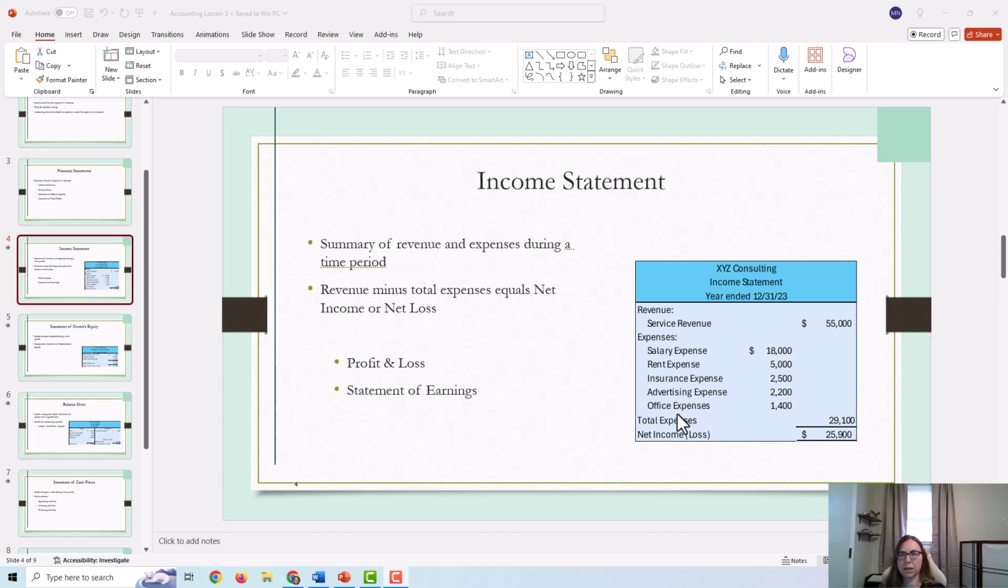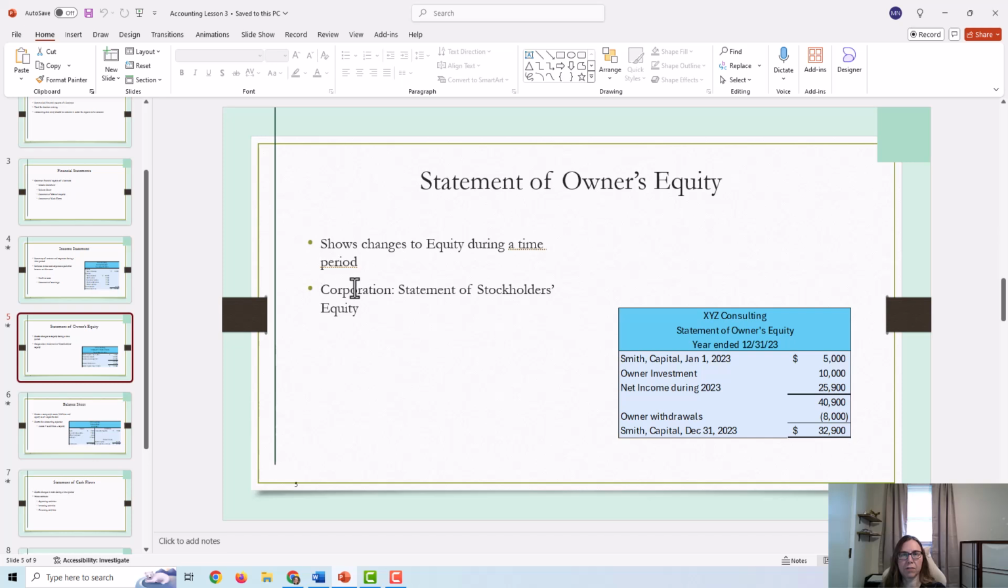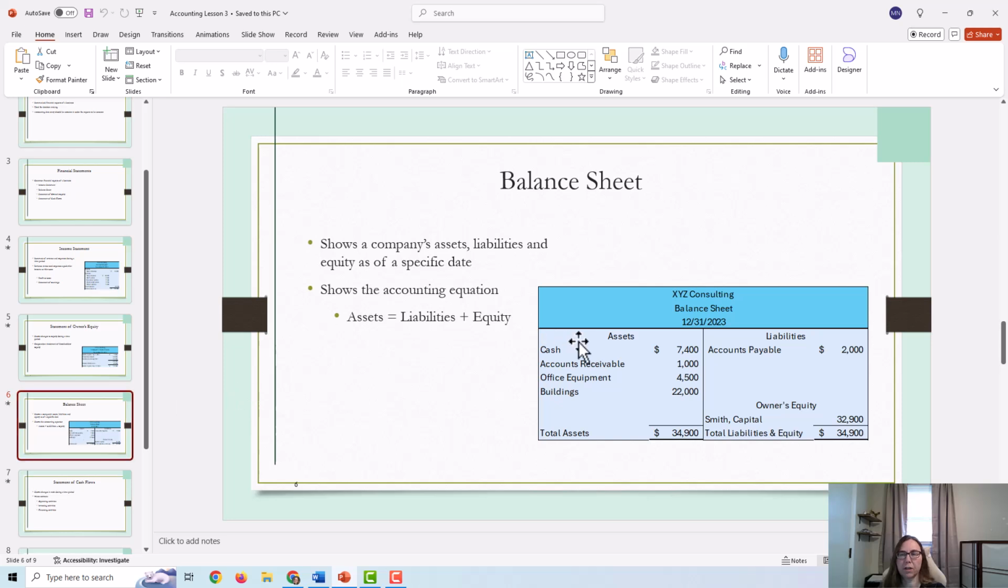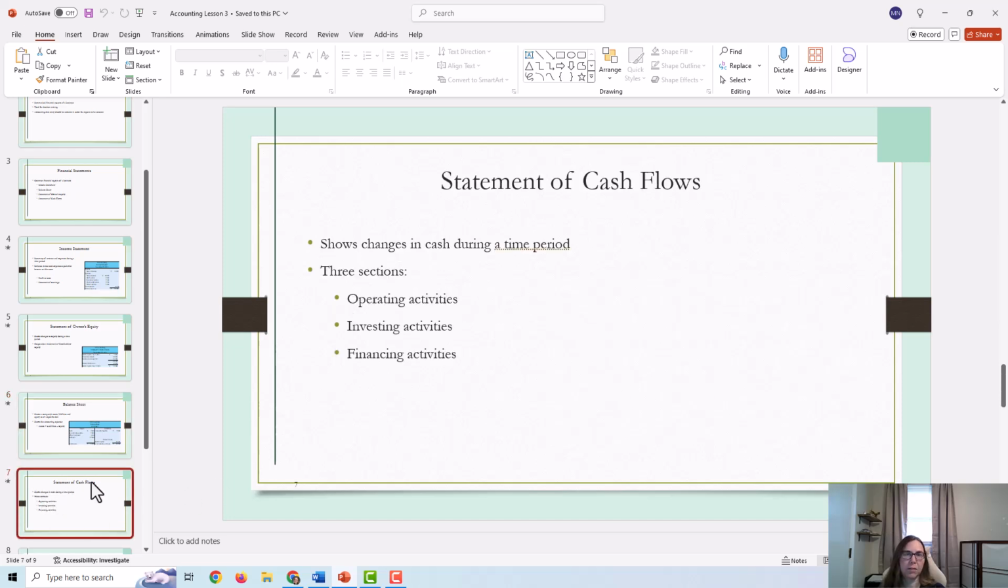We talked about the income statement, which is just revenues minus expenses. The statement of owner's equity, which shows the changes in equity during a time period. And then we also talked about the balance sheet, which is assets, liabilities, and equity as of a specific date. And then I briefly mentioned the statement of cash flows, but I didn't show you any examples. Well, today I'm going to actually show you what this looks like in QuickBooks or Wave.